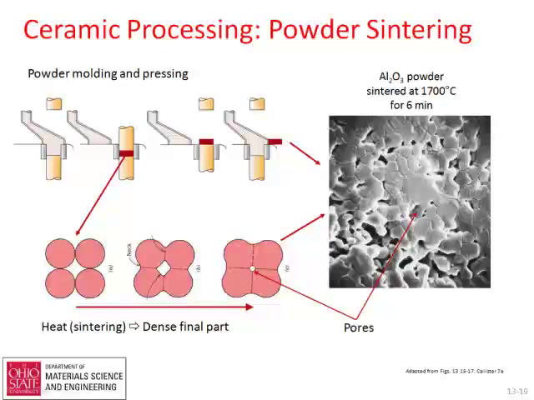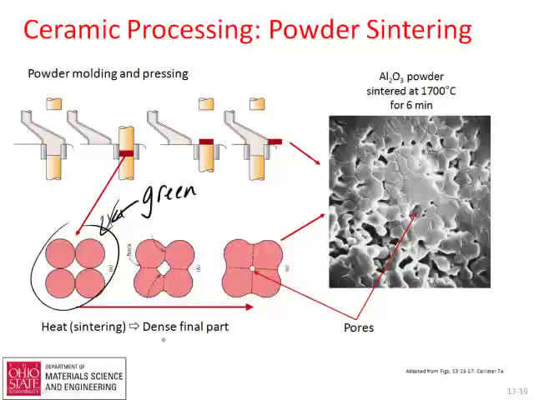The other thing you can do is powder pressing. This is the way we do most technical ceramics. We take ceramic particles and press them into a shape. This is what we call the green state. Let me write that so it can be read. The green state doesn't have anything to do with color, it just means it hasn't been fired.